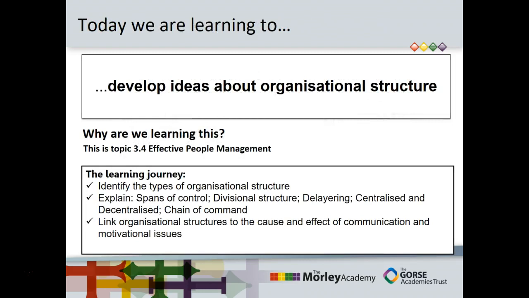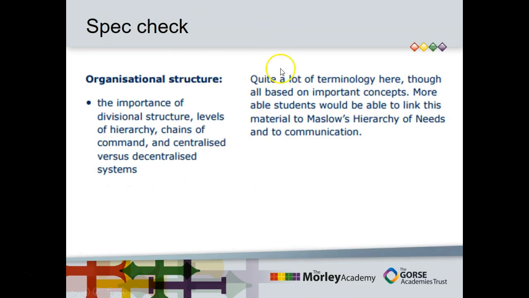For those people who are sitting in a classroom now, or even those who are just watching the video in its entirety, this video is about organisational structure. It fits within topic 3.4, effective people management, and we're going to predominantly look at the keywords. There is a lot of key terminology. If we do a quick spec check, the key terminology, as indicated by the exam board. There's a lot of terminology.